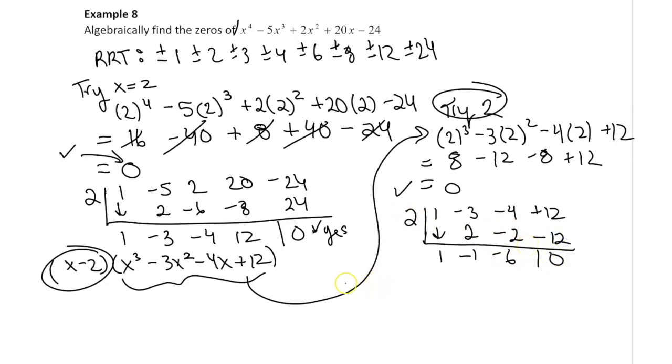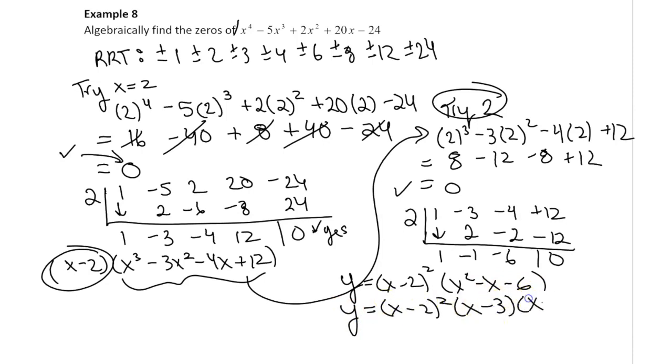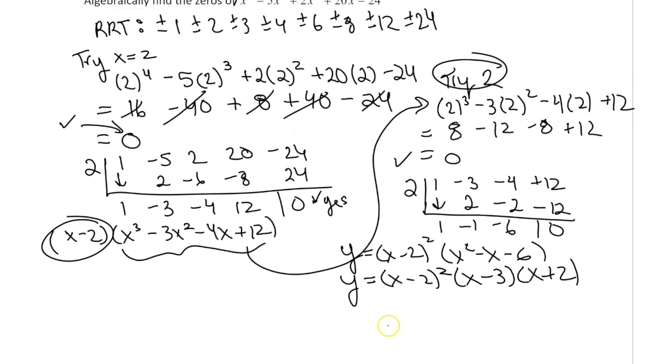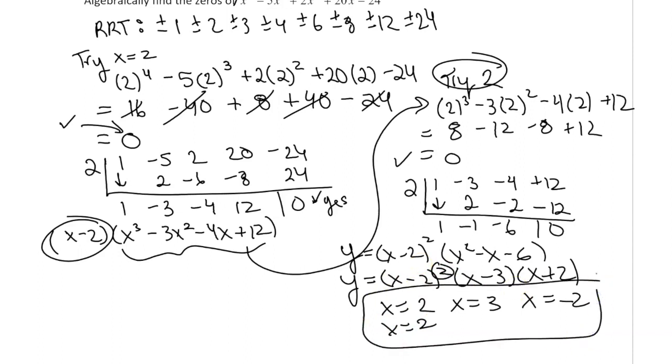We would now say we have y equals x minus 2 squared, x squared minus x minus 6, which becomes x minus 2 squared, x minus 3, x plus 2. And based off of all of that, we can now say that we have solutions of x equals 2, x equals 3, x equals negative 2, and this x equals 2 actually occurred twice, so we'll list it twice because it has a multiplicity of 2, and those are the 4 solutions for that question.